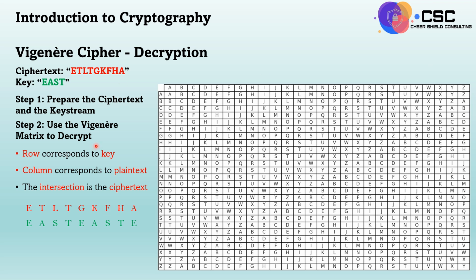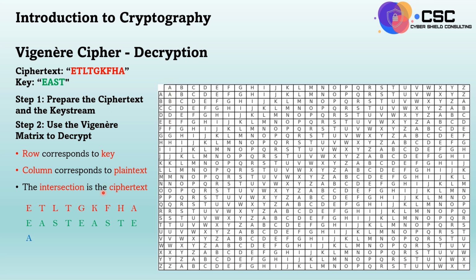So let's take, for example, the first ciphertext and the first key. We have EA, E and E. This is the key and this is the ciphertext. If the key is E, I need to go to row E. Remember, the row corresponds to the key. Then I need to find in that row the ciphertext A. In which column does it reside? Column A. So this is my plain text, A.